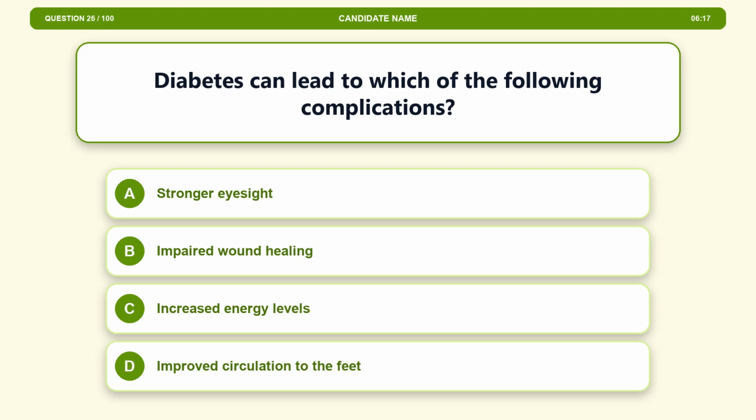Question 26. Diabetes can lead to which of the following complications? Option A, stronger eyesight. Option B, impaired wound healing. Option C, increased energy levels. Option D, improved circulation to the feet.